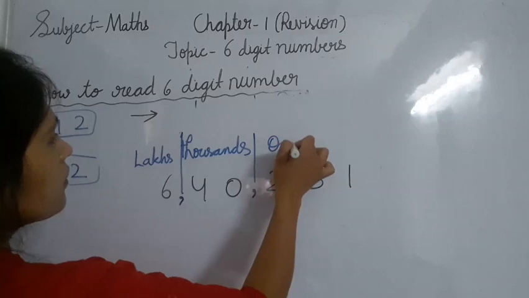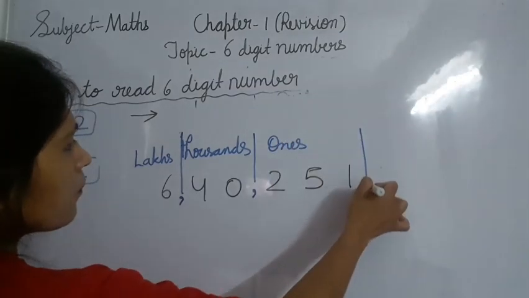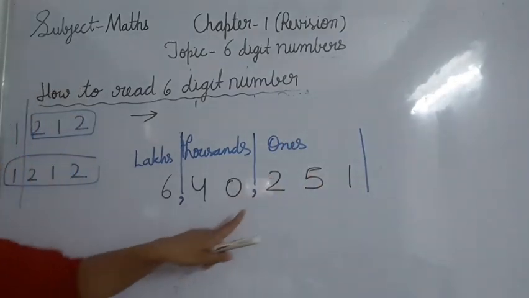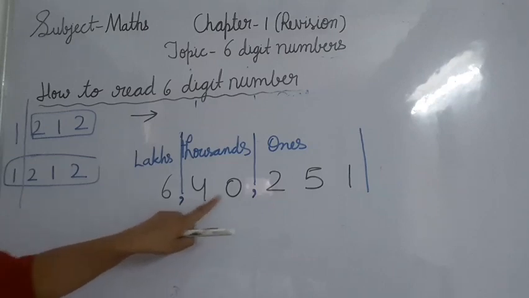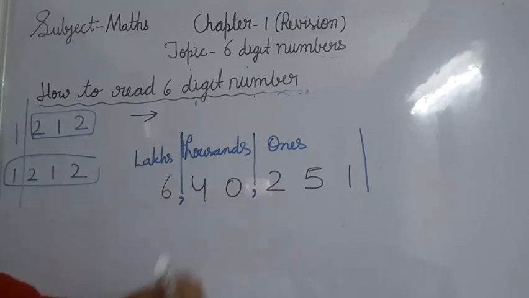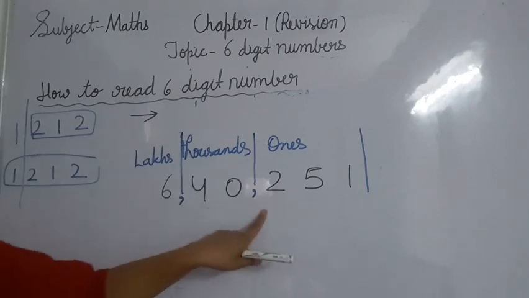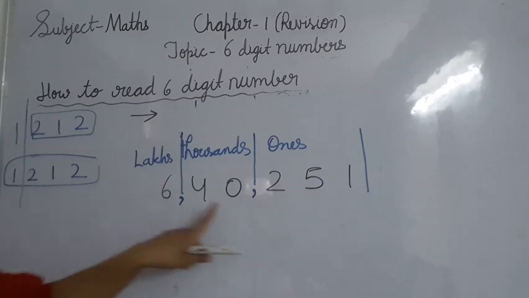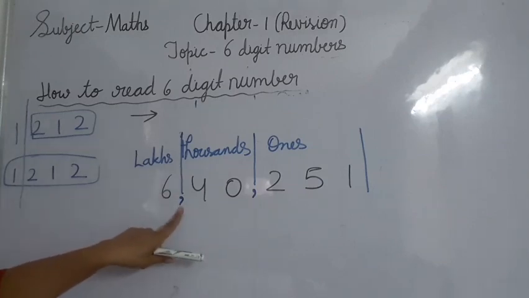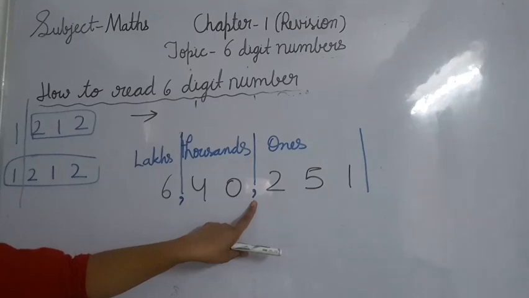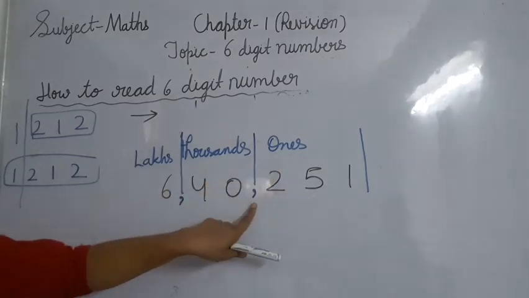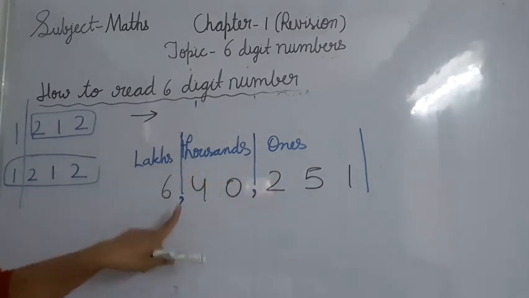And ones period. Yes. So here we need to put commas. What is the first step? First we need to check whether it is a 5 digit or 6 digit number. If it is a 6 digit number, then we put 2 commas: one between the thousands and ones period, and one between the lakhs and thousands period.